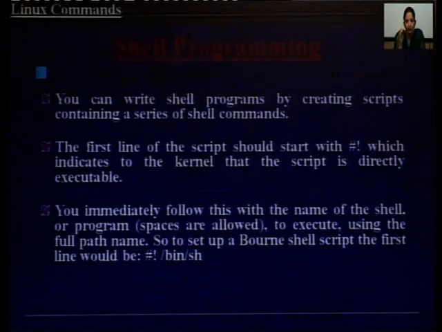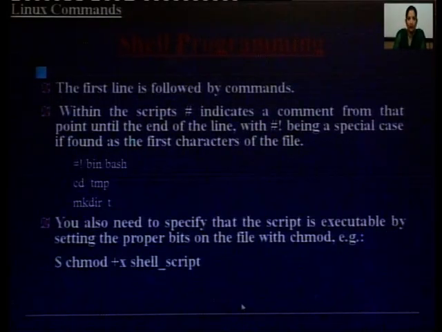You immediately follow this with the name of the shell in which you are working, whichever one is available on your system. It may be Bourne shell, it may be C shell, or it may be Korn shell, etc. Or a program to execute using the full path name. So suppose we are using the Bourne shell script, the first line would be like this. Whatever is written on the screen, you can read it. Then the first line is followed by the commands.